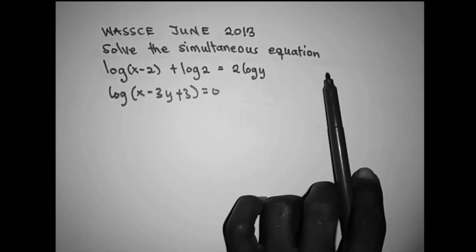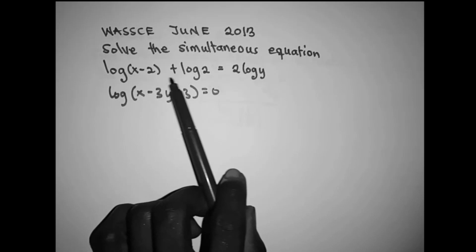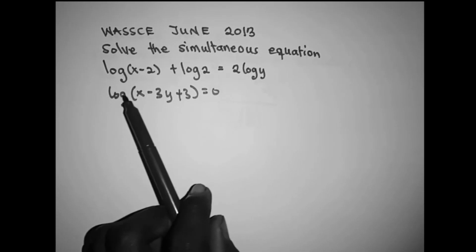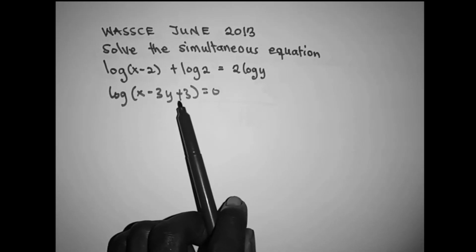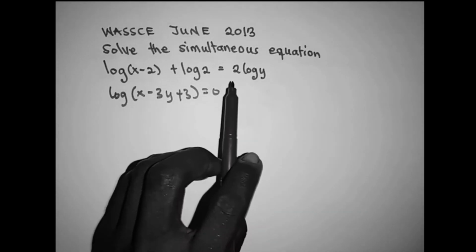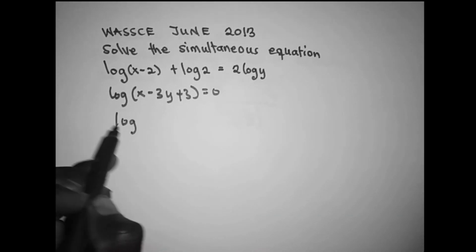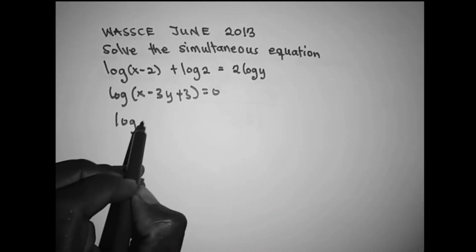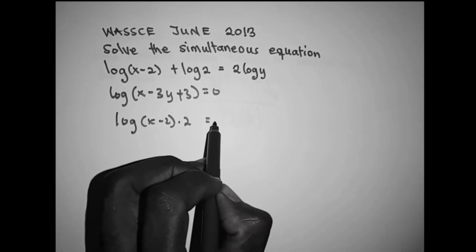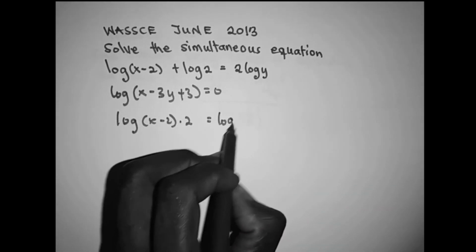Solve the simultaneous equations log of bracket x minus 2 plus log 2 is equal to 2 log y, and also log of bracket x minus 3y plus 3 equals 0. So let's start with the first. Let's write this as a single log. This becomes log of x minus 2 times 2 equals, then I'm bringing the 2 on top, log y exponent 2.